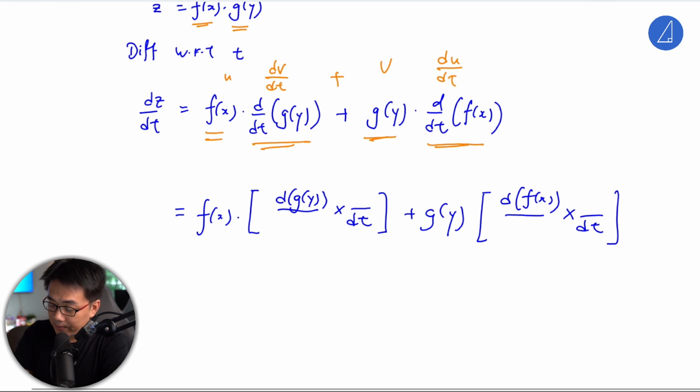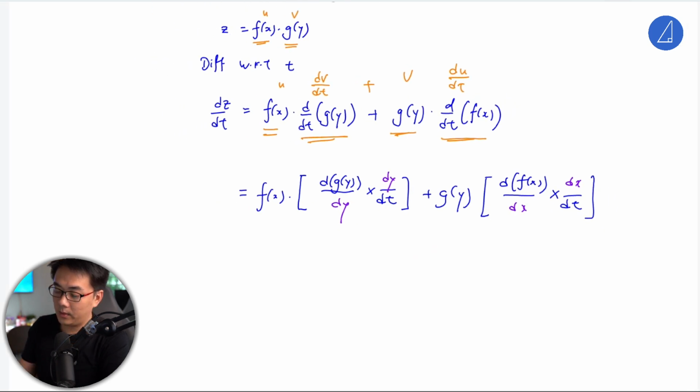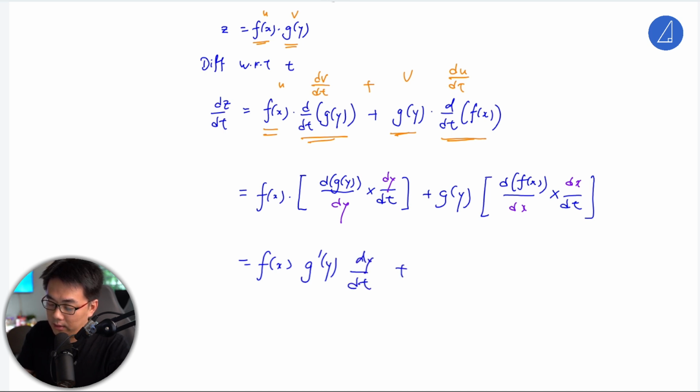Now, once this is done, just understand that because this is in terms of y, it only makes sense to put a dy here. And this is in terms of x, so I'll put dx here. Okay, so that's about it. Now we know that d(g(y))/dy is just our g'(y). Because this is in terms of y, then this will just be our dy/dt. There goes the dy/dt, plus g(y) times f'(x), because it's d(f(x))/dx times dx/dt.